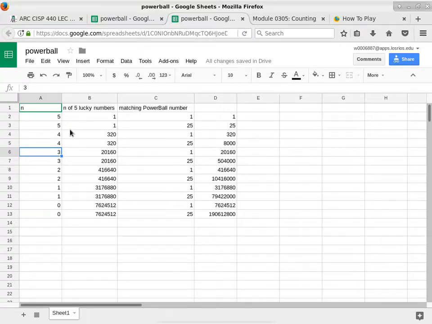Now, there are two ways to look at this whole thing. Conceptually, there's only one way. It's like, I'm not choosing anything. There's only one way of not choosing anything.